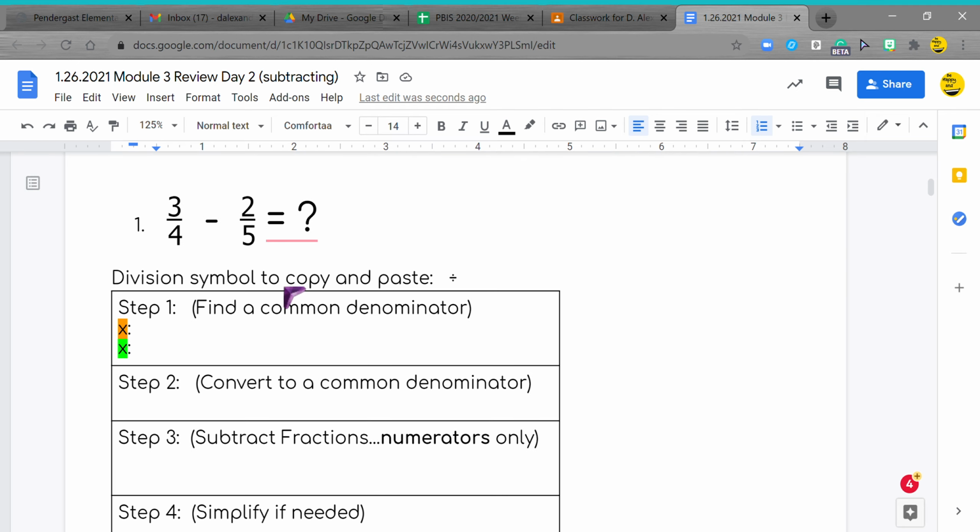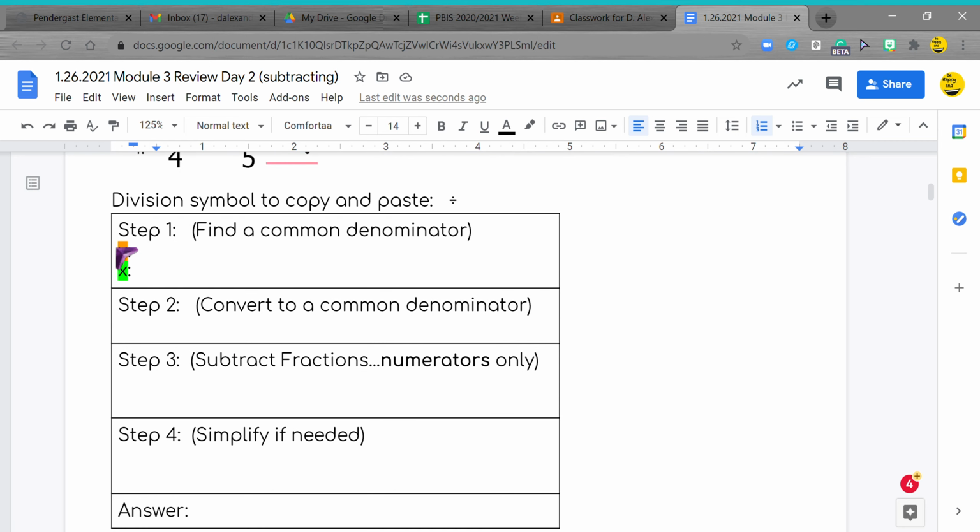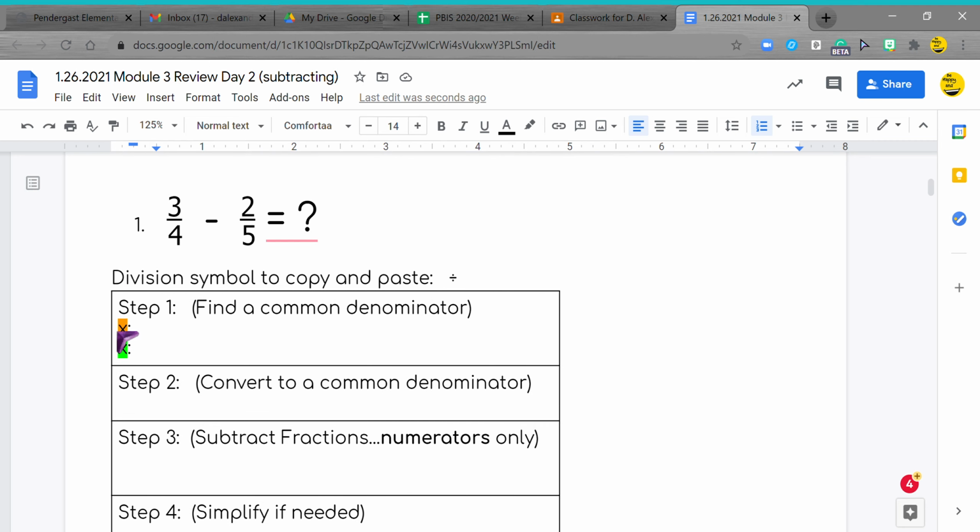So we're going to start off with 3/4 minus 2/5. So yes, you're correct, we need a common multiple, a common denominator. So the first thing I'm going to do is write my 4, and then here I'm going to write my 5. Now I'm going to put my multiples down: 4, 8, 12, 16, 20. And then I'm going to do my 5s.